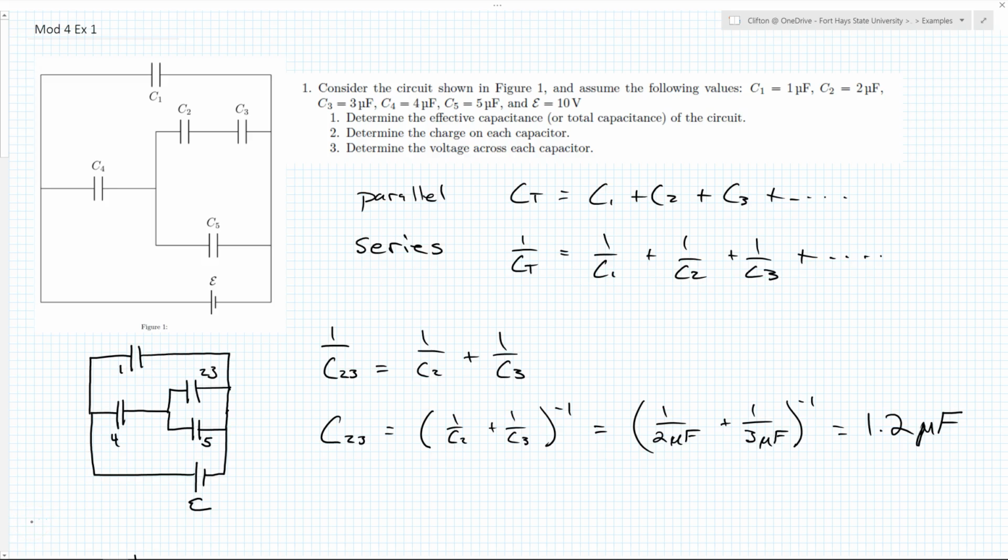Alright, this is parts 2 and 3 from the Module 4 example 1. We need to determine what the charge and voltage across each capacitor is. So to do this, we're going to use Q is equal to CV. This is true for real and effective capacitors. And what we need to do is reduce this circuit down to one or more effective capacitors that are connected in parallel to the EMF, and then start working backwards.